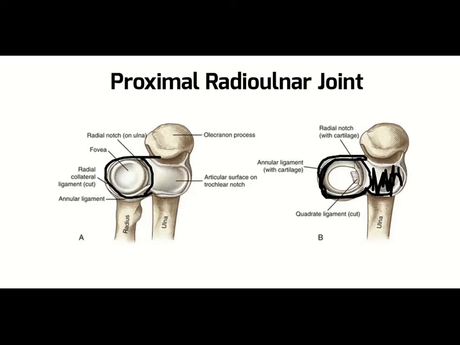Because the radius is held into the radial notch with that round ligament, the only motions that can happen here are rotations. So pronation and supination happen through rotation of the radial head in place within the radial notch. It can't move medially, laterally, anterior, or posterior. We just have all this rotation that happens within the notch, so it only has one degree of freedom.